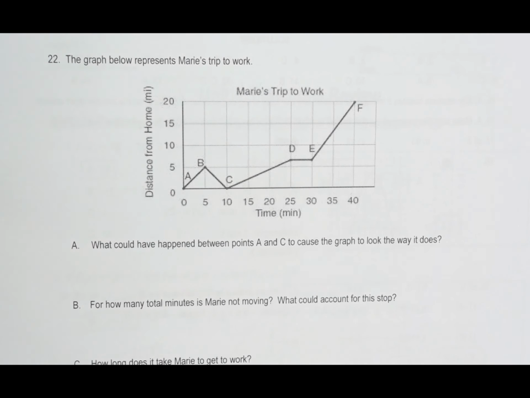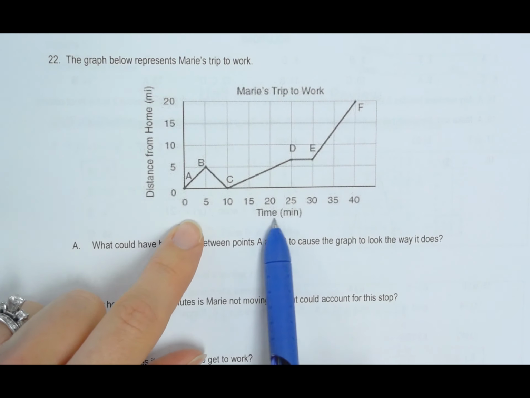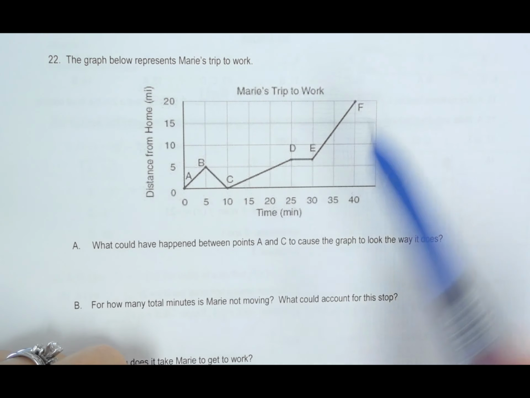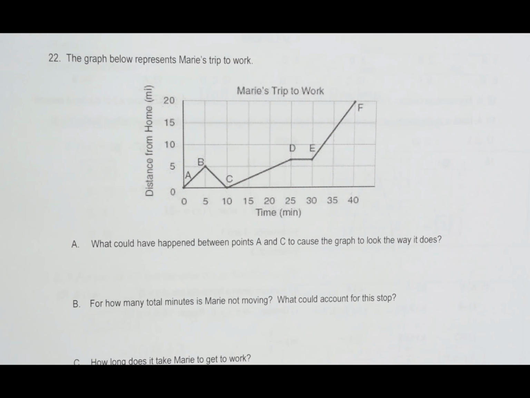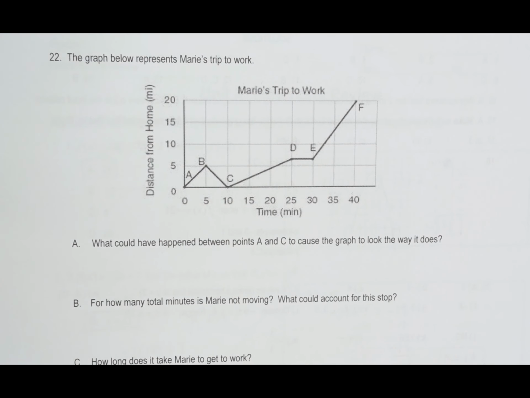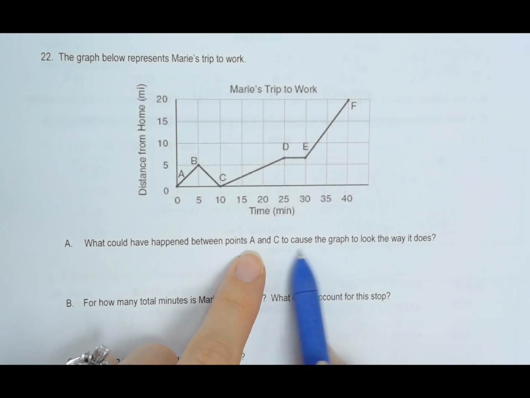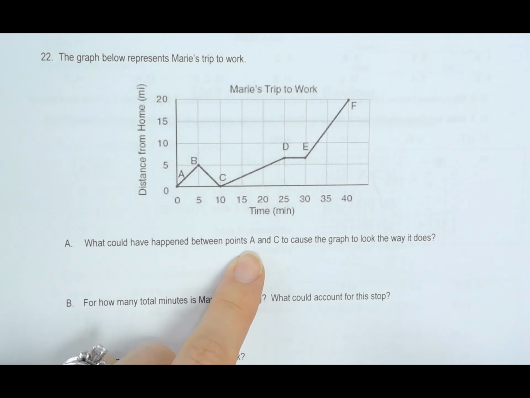All right, but take a look at 22. It says the graph below represents Marie's trip to work. So if you notice, the x-axis is labeled with time in minutes, and the y-axis is labeled in distance from home in miles. All right, so this is what could have happened between points A and C to cause the graph to look the way that it does.